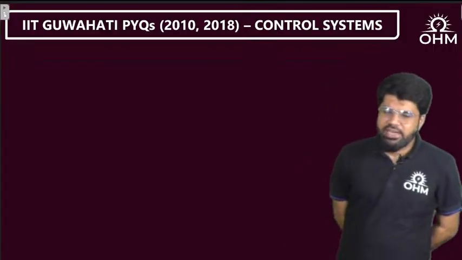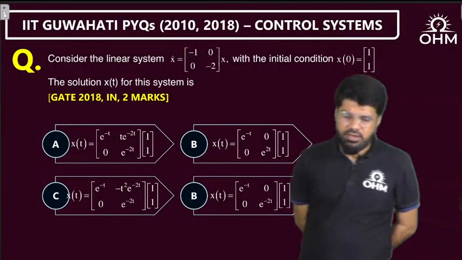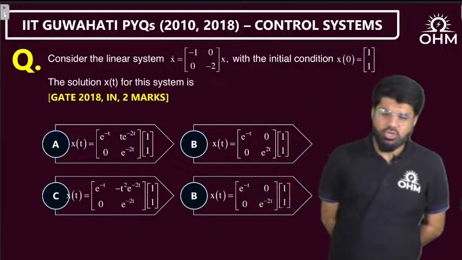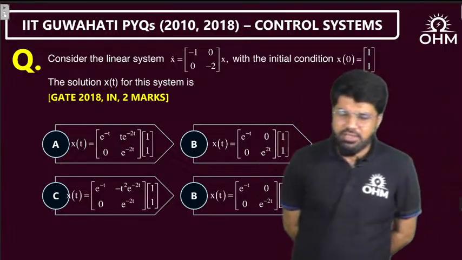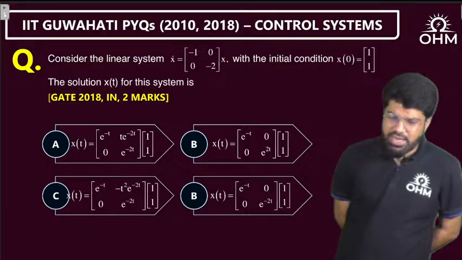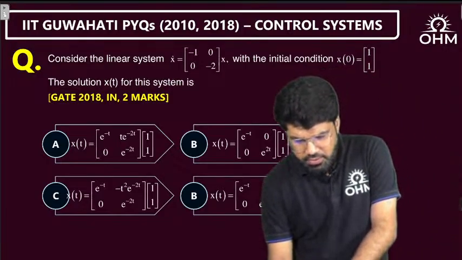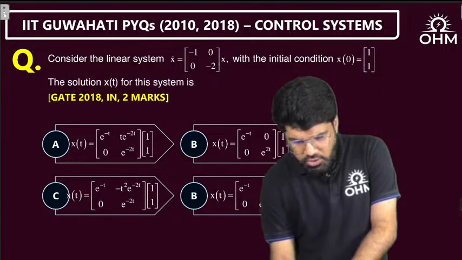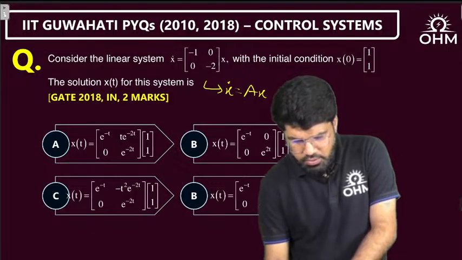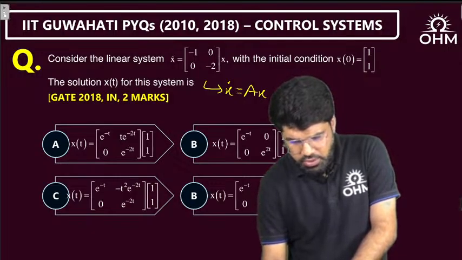GATE 2018, the previous one was EE, this is IN. But you can solve this directly by the shortcut. Consider the linear system x dot equal to Ax, again x dot equal to Ax, no input term. So again it is the ZIR case.